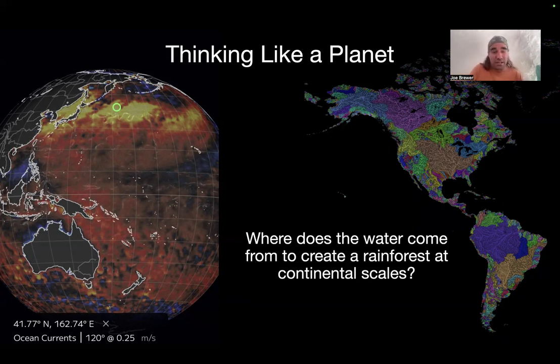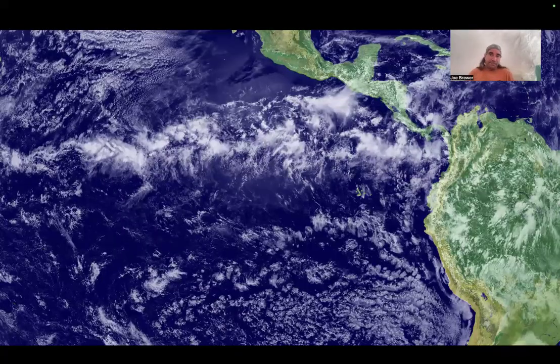So how does it work? Well, it works like this. I'm not going to go into all the details, but you see that thick line of clouds running from east to west that basically runs into the northern tip of South America?